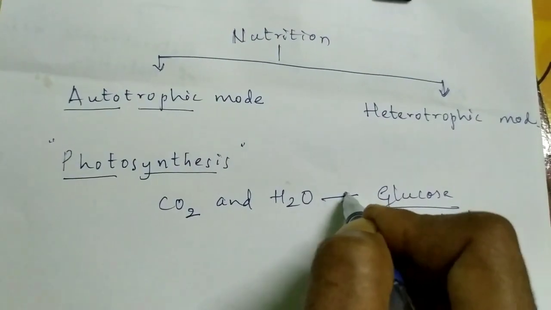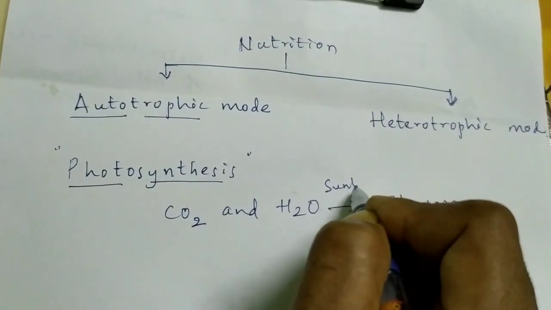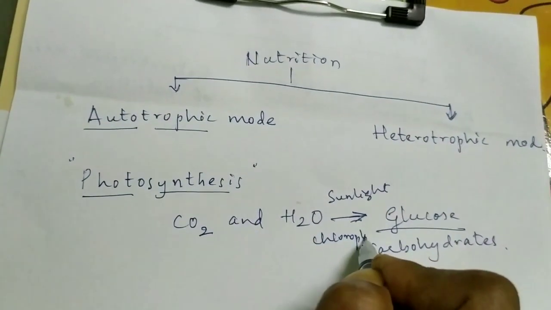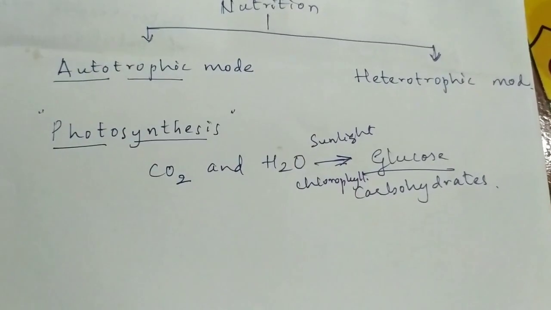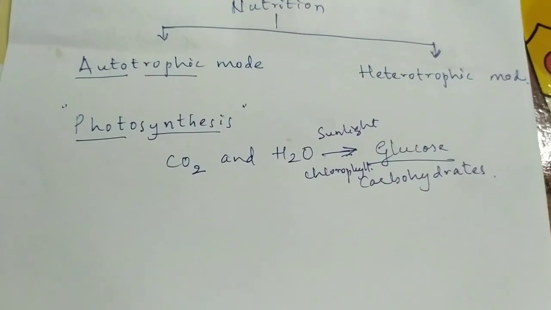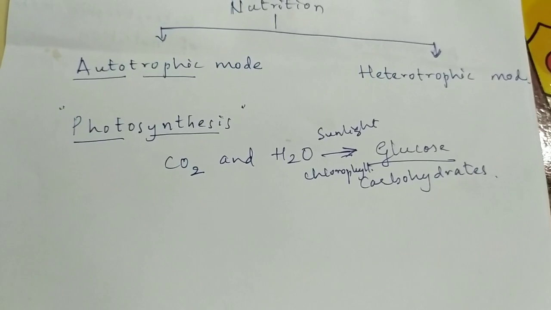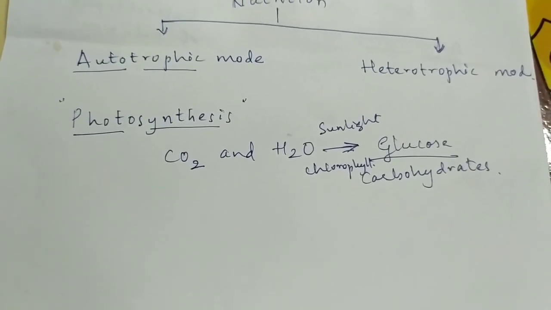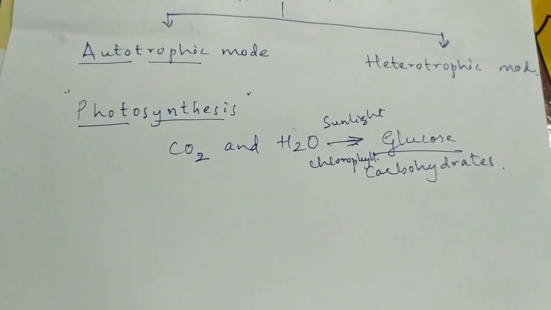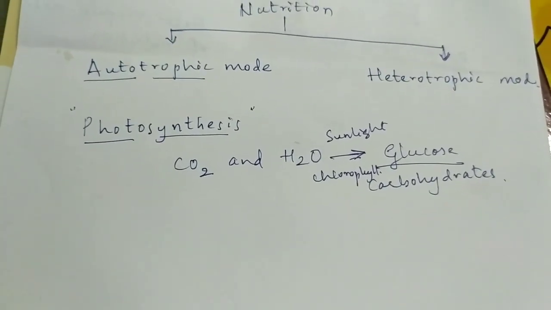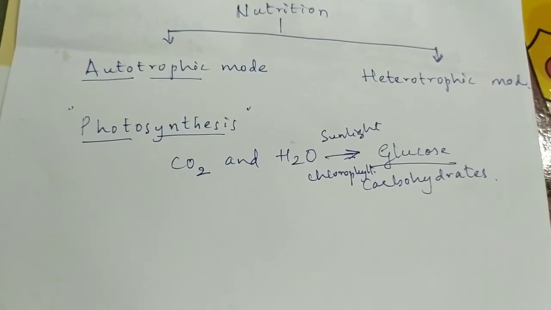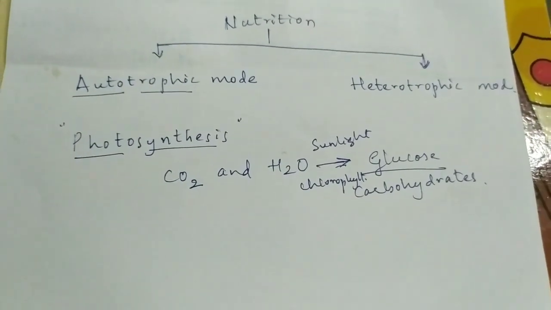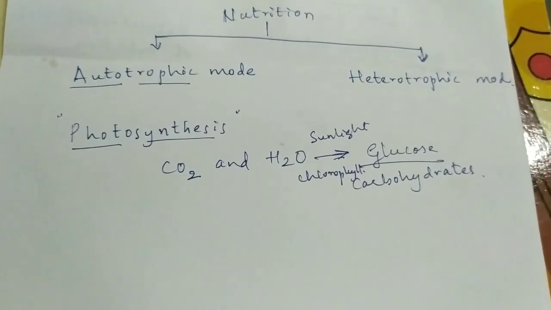This is the end product of photosynthesis. It takes place in the presence of sunlight and chlorophyll. What is chlorophyll? Chlorophyll is a green pigment. It's a green pigment found in the cells of the green leaves or green parts of the plants. This chlorophyll tissue is important for the process of photosynthesis. So photosynthesis can take place only in the organisms where chlorophyll is found.